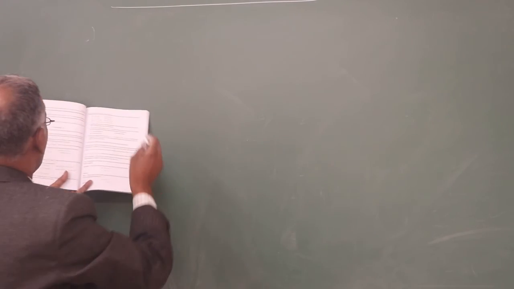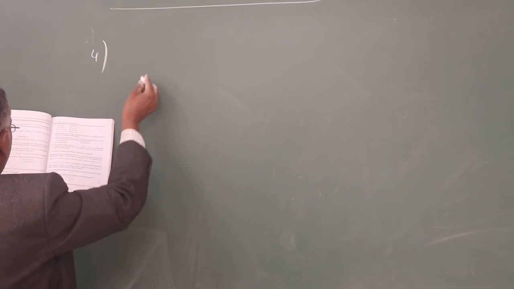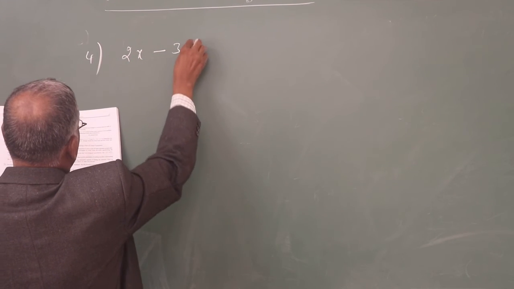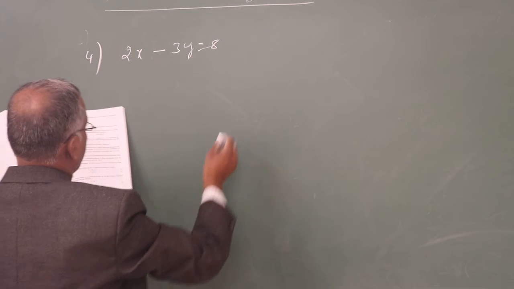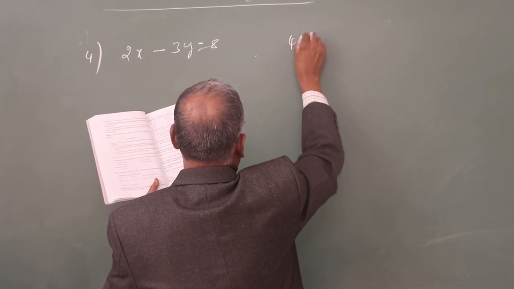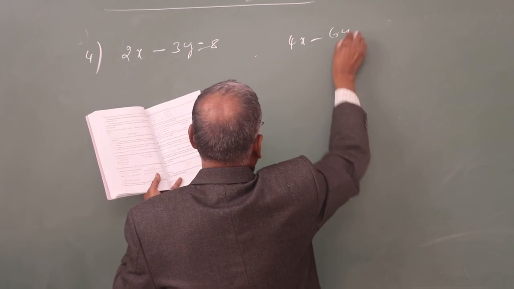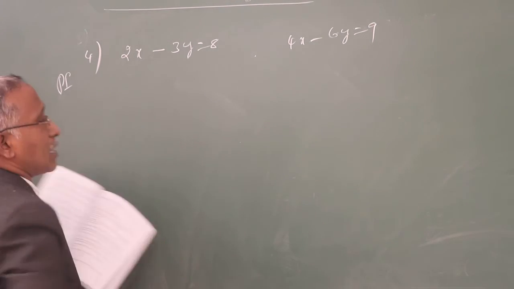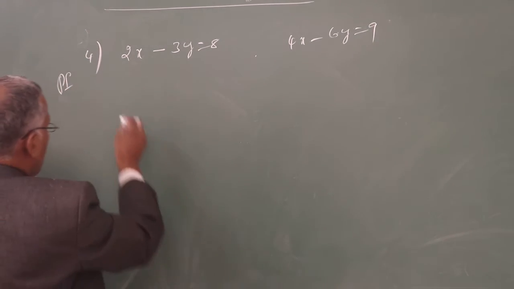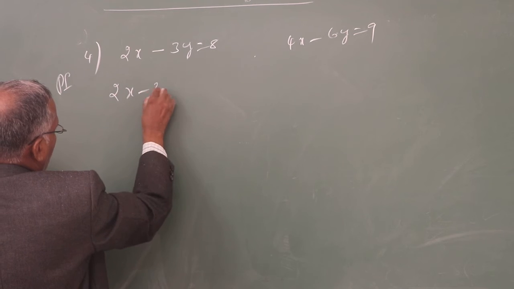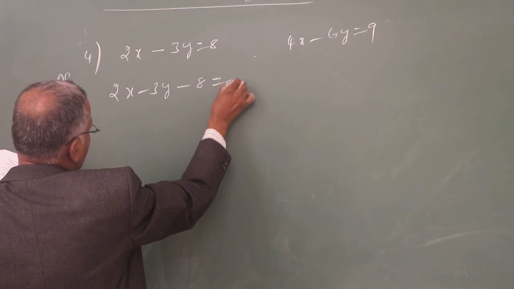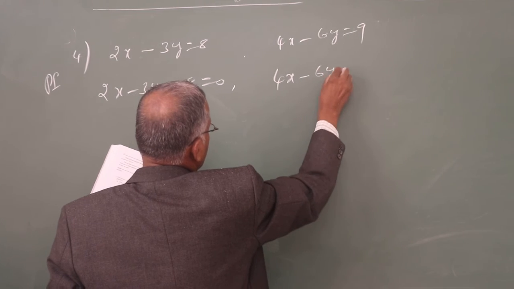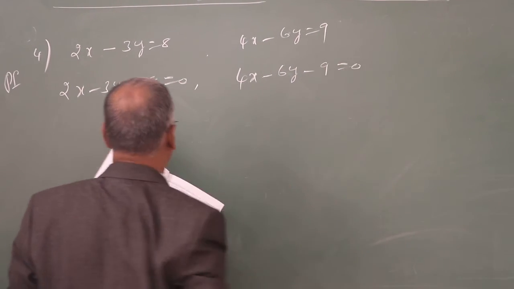Let me take up one more sum like this only. 2x minus 3y is equal to 8. Next, 4x minus 6y is equal to 9. Express them in standard form or general form. So, 2x minus 3y minus 8 is equal to 0. In the same way, 4x minus 6y minus 9 is equal to 0.